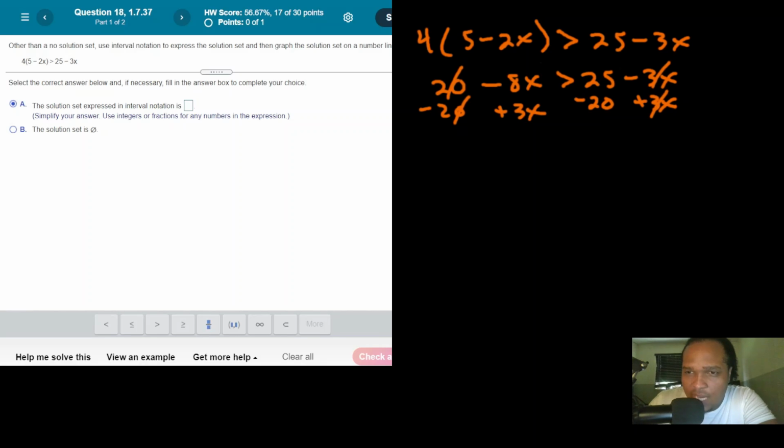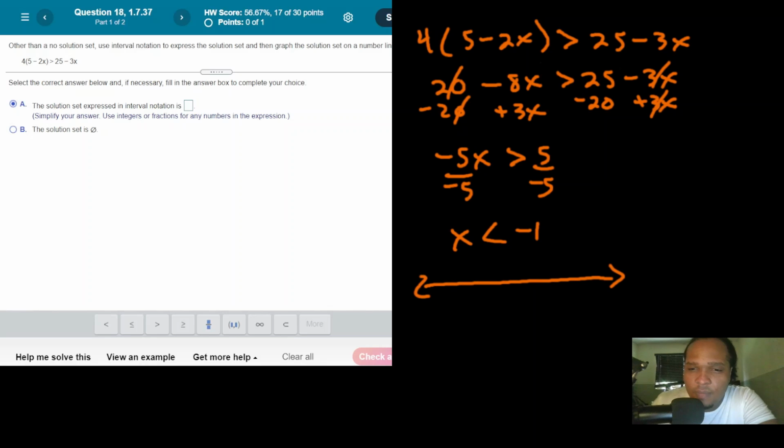So we have negative 8 plus 3, which is negative 5x, greater than 25 minus 20, which is 5. Go ahead and divide both sides by negative 5. You know what's coming up next. We're dividing by a negative, so flip that alligator around. Put your negative 1. Call it a wrap. X is less than negative 1. So we have negative 1 here, and less than would be somewhere over to the left, going all the way to negative infinity.